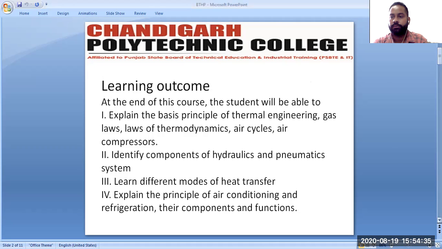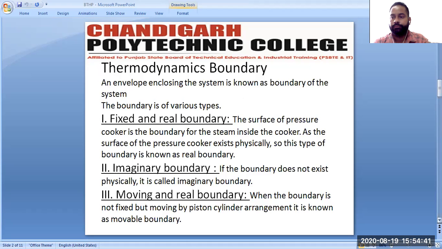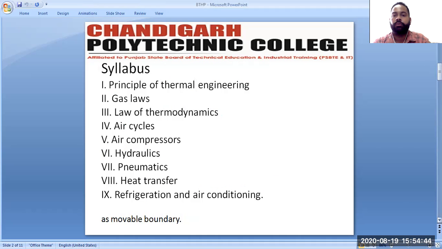For the syllabus, we have 9 chapters in this subject. The first chapter is based on the principles of thermal engineering. In this chapter, students will learn thermodynamic property, intensive property, extensive property, path, process, system, thermodynamic surroundings, heat and work, enthalpy and internal energy.